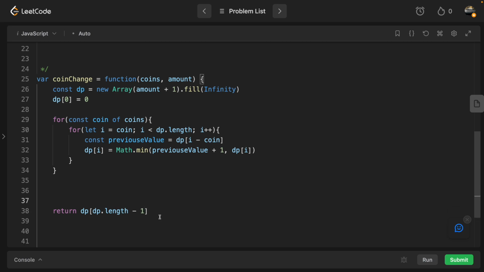dp[dp.length minus 1]. This is going to be our answer, but remember we initialized our dp with infinity, so we check if the last value here is equal to infinity. If it is equal to infinity, we know that we have never updated the solution. We don't have any coin combination that can make up that amount. Then we can just return -1 here. If it is not equal to infinity, we know that we updated our solution for each amount. So here we can simply return dp[dp.length minus 1]. Let's check the result.